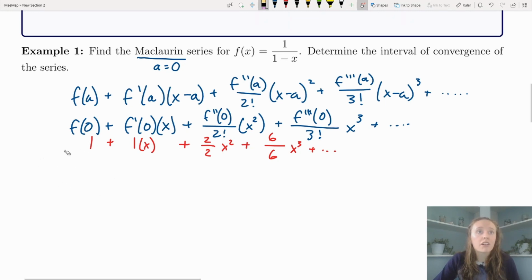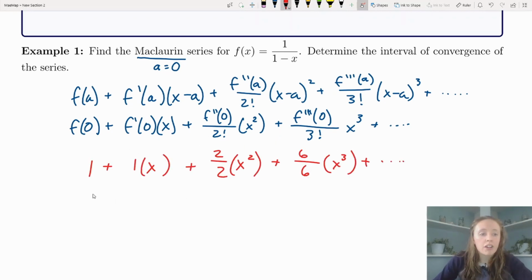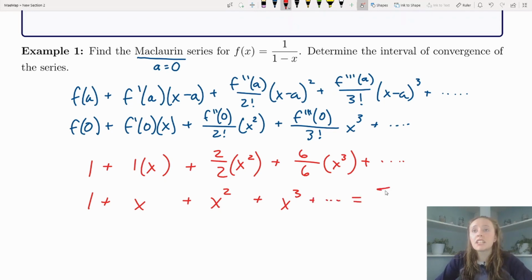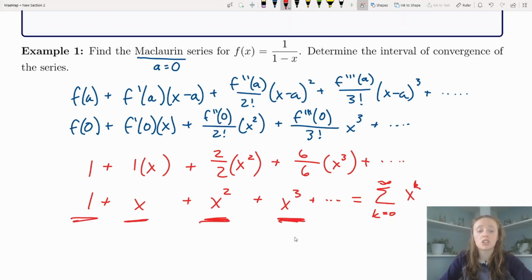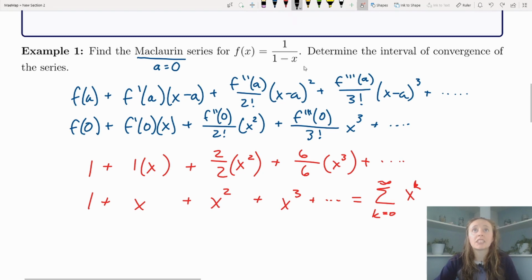Let's go ahead and clear this out, and I'll rewrite this really quickly just for neatness. So let's simplify. We get 1 plus 1 times x is x, plus 2 divided by 2 is 1, 1 times x squared, plus 6 divided by 6 is 1, 1 times x cubed, and so on. You can see that we do indeed get the summation from k equals 0 to infinity of x to the k. X to the 0, x to the first, plus x squared, plus x cubed, and so on. So our next step, it says to determine that interval of convergence.